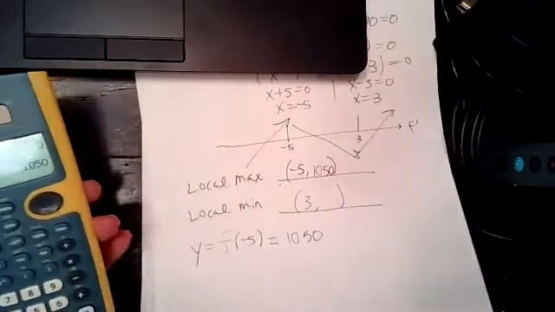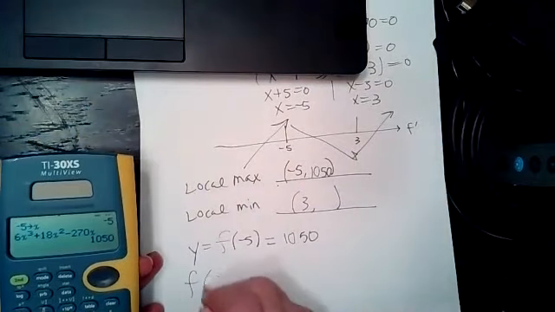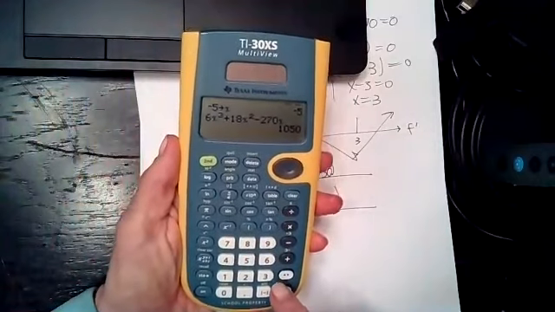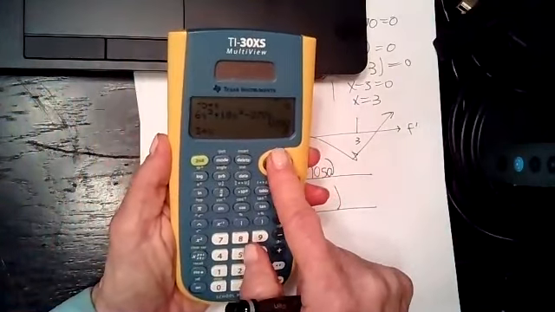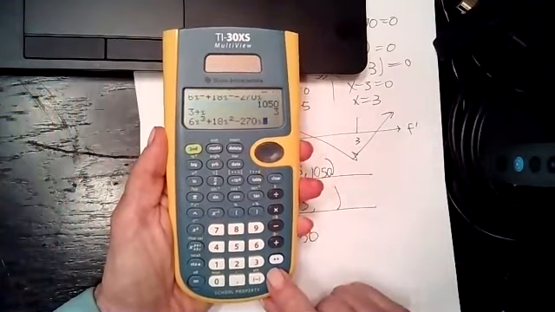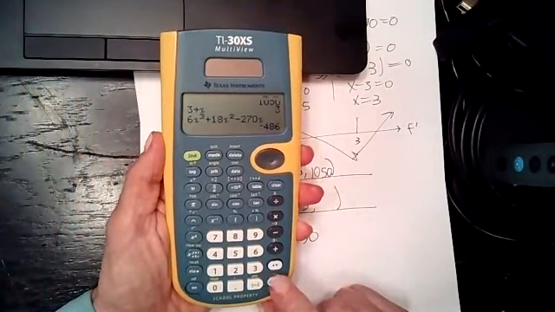And f of positive 3, sorry, is my local min. So I just do my 3, store for x, and enter. And I go up and I highlight my function that's already there, and I push enter twice. And I get negative 486.